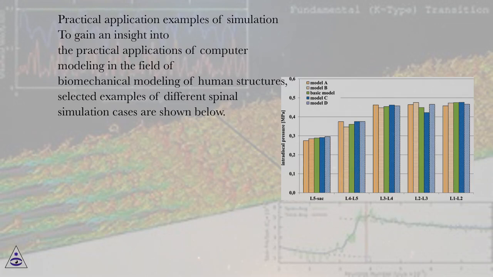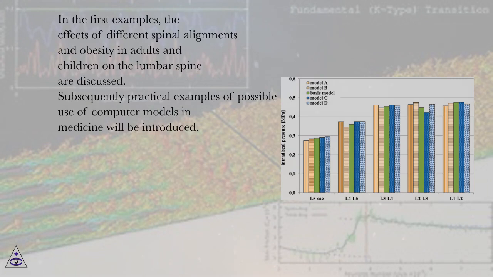Practical application examples of simulation. To gain an insight into the practical applications of computer modeling in the field of biomechanical modeling of human structures, selected examples of different spinal simulation cases are shown below. In the first examples, the effects of different spinal alignments and obesity in adults and children on the lumbar spine are discussed. Subsequently, practical examples of possible use of computer models in medicine will be introduced.